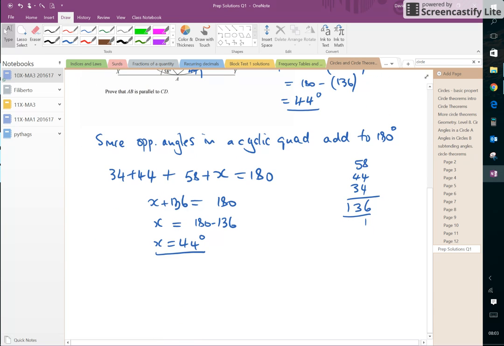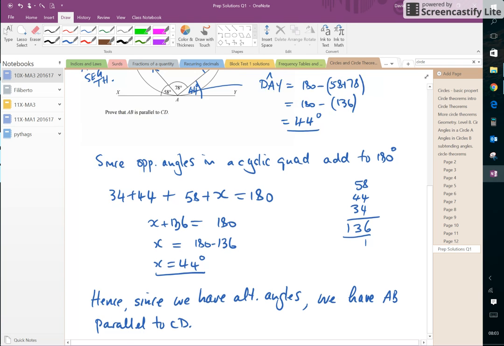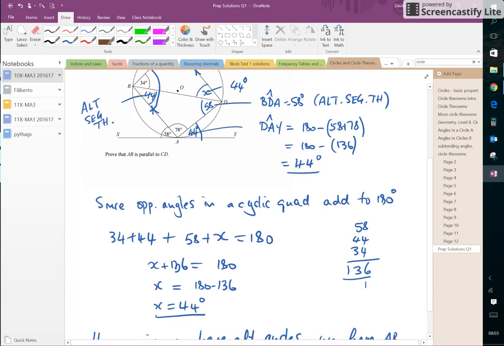So that we do get these alternate angles. So hence, since we have alternate angles, we have parallel lines, and we have AB parallel to CD. It's quite a tough question to start with. It just happens to be the way they're ordered.